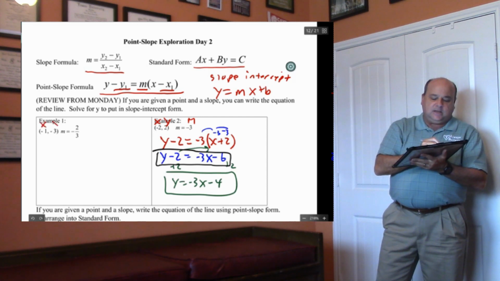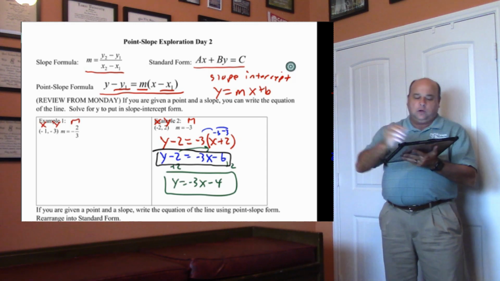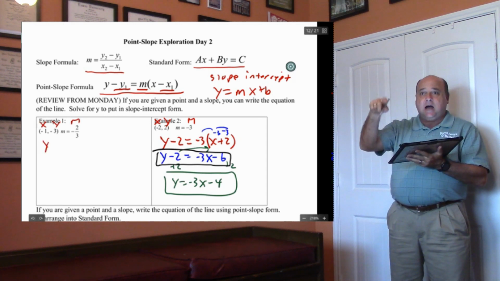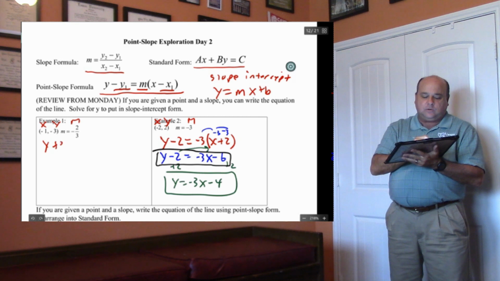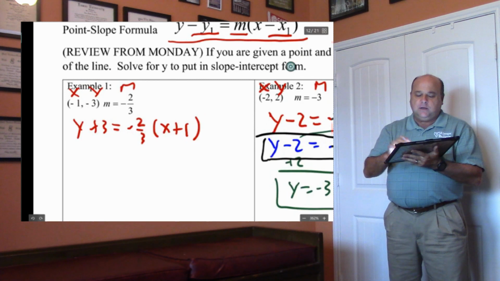Okay, so write down x, y, and your m. And now I'm going to plug this into point slope. So y, what is the opposite of minus 3? It's a plus 3 equals, my slope is negative 2 over 3, parentheses, x, and the opposite of negative 1 is a plus 1. Now then I'm going to zoom in here some more.